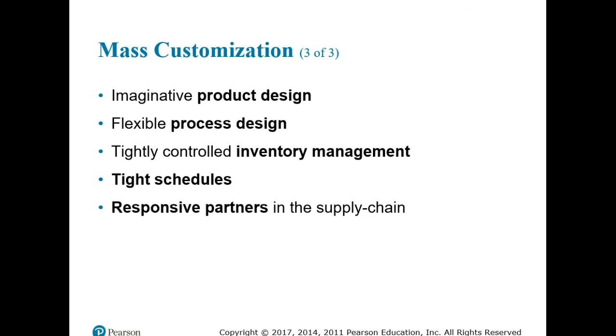And then inventory management requires tight control. So to be successful with build to order, a firm must avoid being stuck with unpopular or obsolete components. And tight schedules that track orders and material from design through delivery are another requirement of mass customization. And responsive partners in the supply chain can yield effective collaboration.